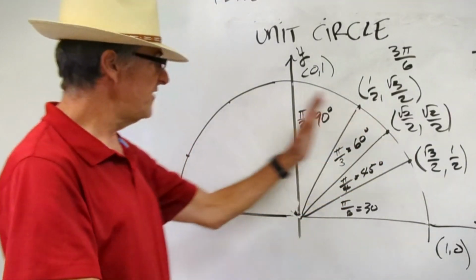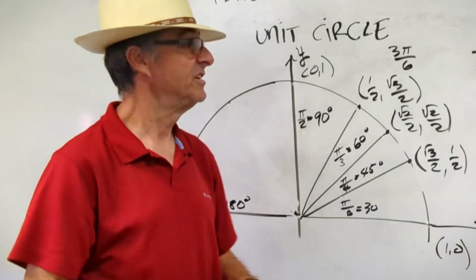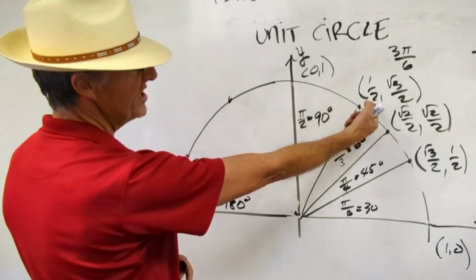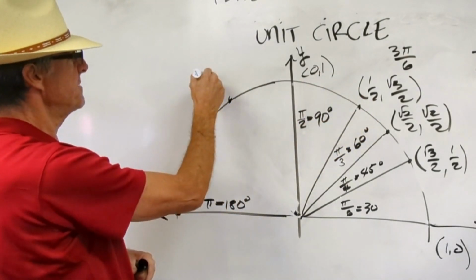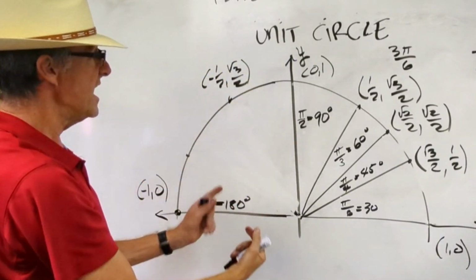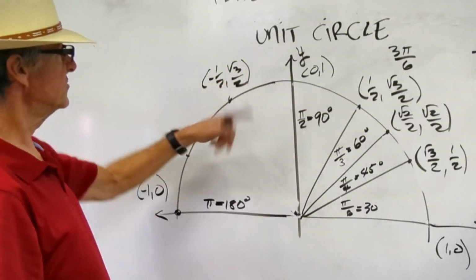Okay, so to get the values all the rest of the way, all you have to do is reflect. So this point over here, we're just going to change the value of the x-coordinate. So this is going to be -1/2, root 3 over 2. Remember, y is the up and down, and so y, as long as we're above the x-axis, y is positive.